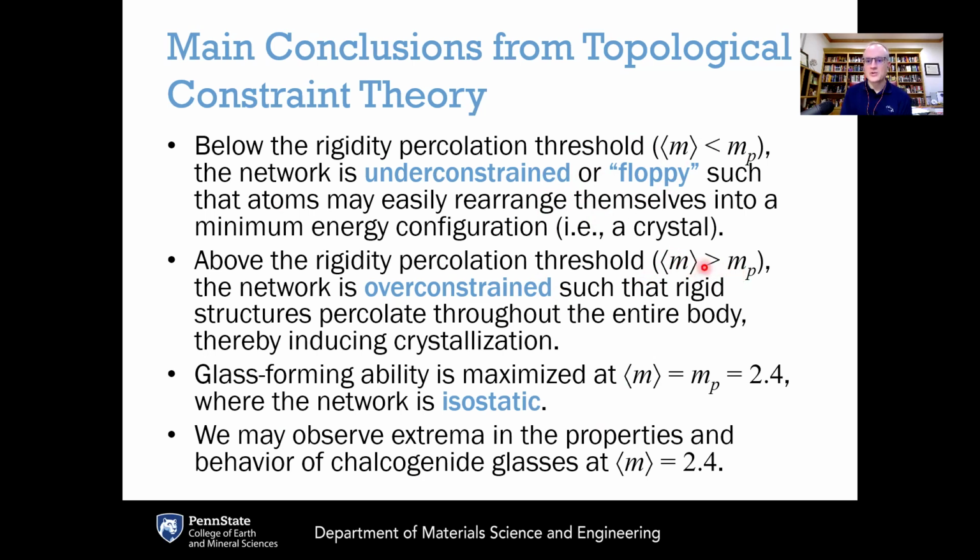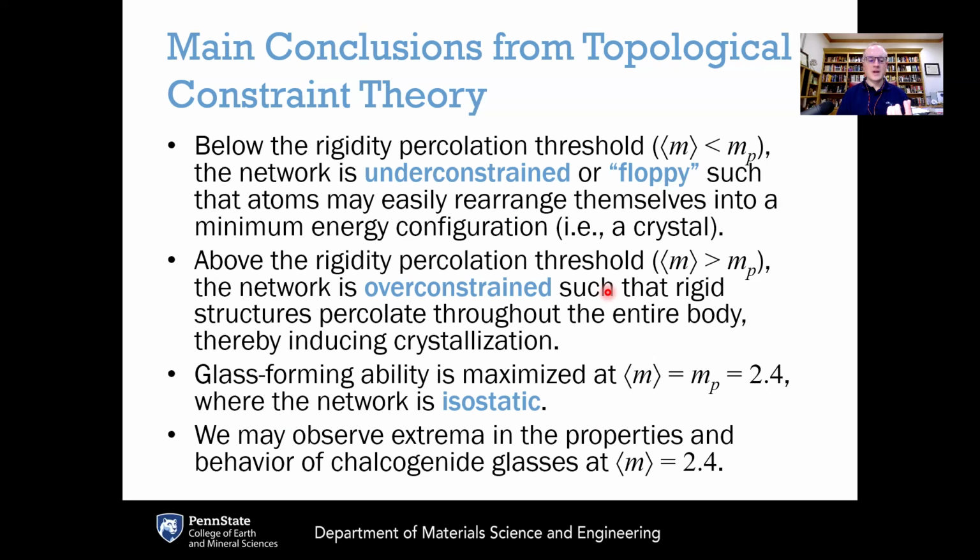So the average coordination number is greater than 2.4. In this case, the system is called over-constrained because the number of bonds is too many. You have too many bonds that are putting too much rigidity in the network, more rigidity than you have degrees of freedom. Now, if you have a disordered glassy structure, and you try to apply too many bond constraints on the system, those bond constraints tend to be mutually incompatible because of the disordered structure.